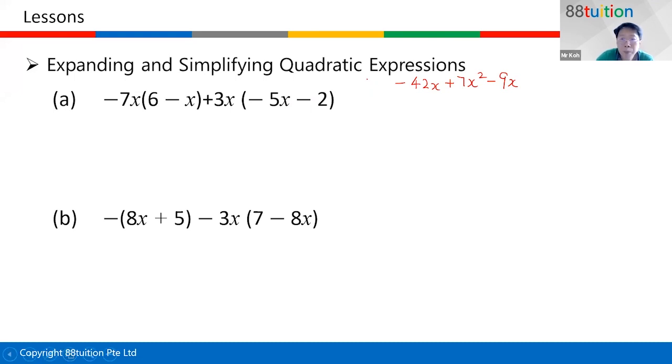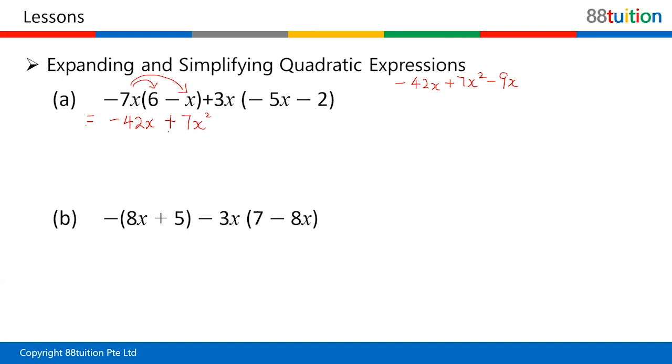Okay, so let's see if Mr. Cole were to work step by step, whether it will lead to your answer or not. So you do the expansion. Let's do the first one. You take this one, multiply by 6. Minus 7x multiplied by 6 gives you minus 42x. Then the next one, minus 7x times minus x, so that gives you a plus 7x squared.